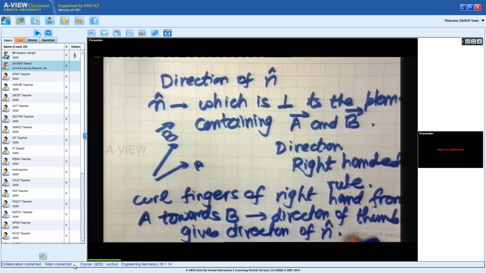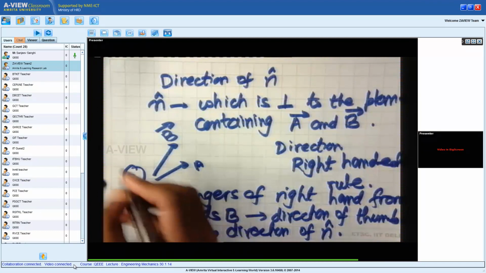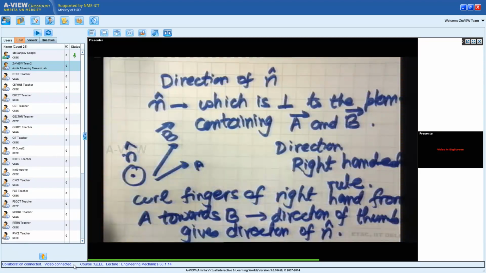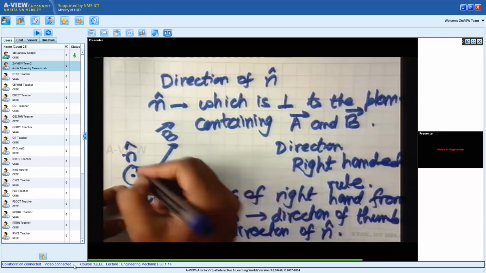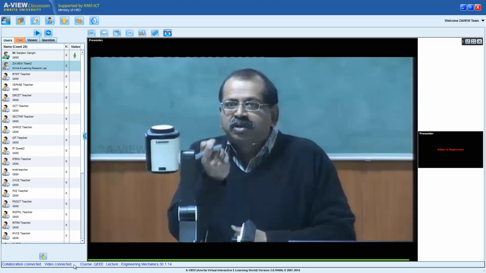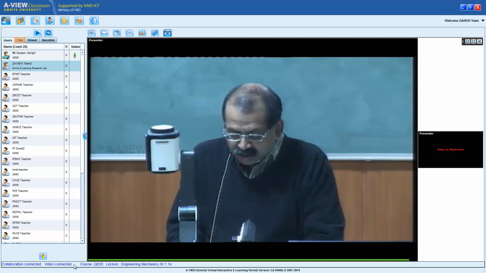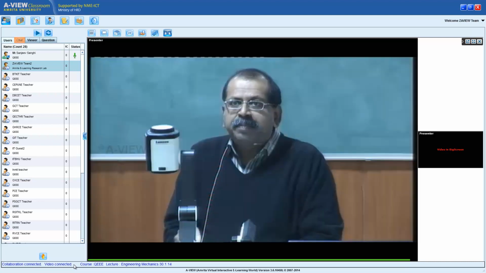So this is the rule, and in this case we will show n like this. We show it with a circle containing a dot. Circle containing a dot means this circle represents an arrow. Now when we have an arrow coming out, you will see it as a dot. So this represents a vector coming out of the paper.